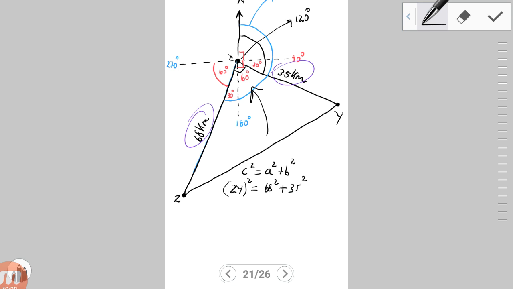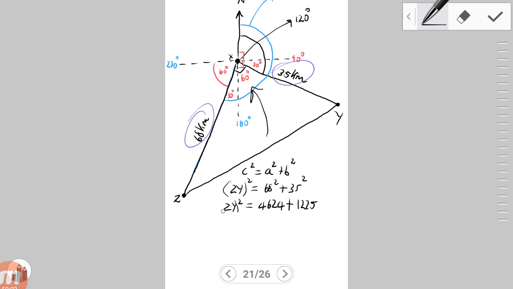All right, so I'm going to go ahead here, and 68 squared, that's 4,200, or pardon me, 4,624, plus 35 squared, 1,225, and that's going to be equal to ZY squared.